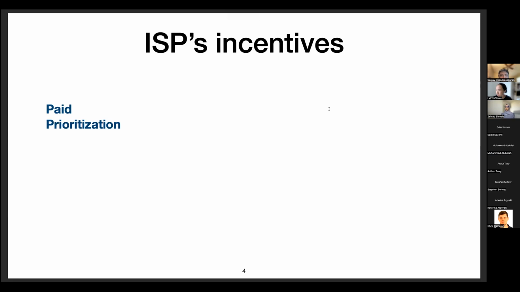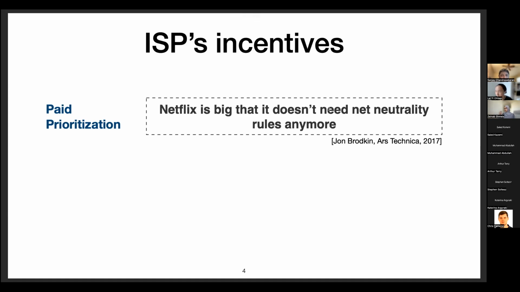The first incentive is paid prioritization. Basically, the ISP allocates resources to the content providers that are willing to pay for that, and can in return slow down other services to discourage customers from using them. One compelling example I found was this headline from Ars Technica, where Netflix announced that the net neutrality battle is no longer their battle, because now Netflix is big enough to pay for the resources they need and get the good deals out of it.